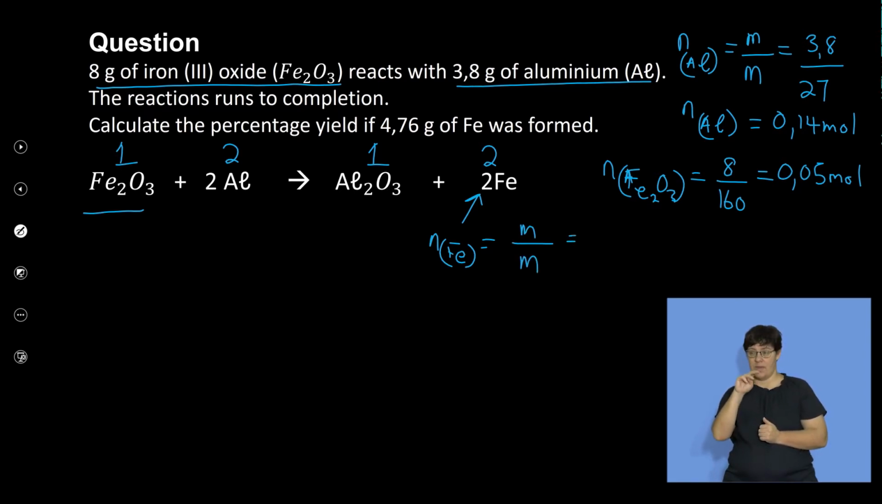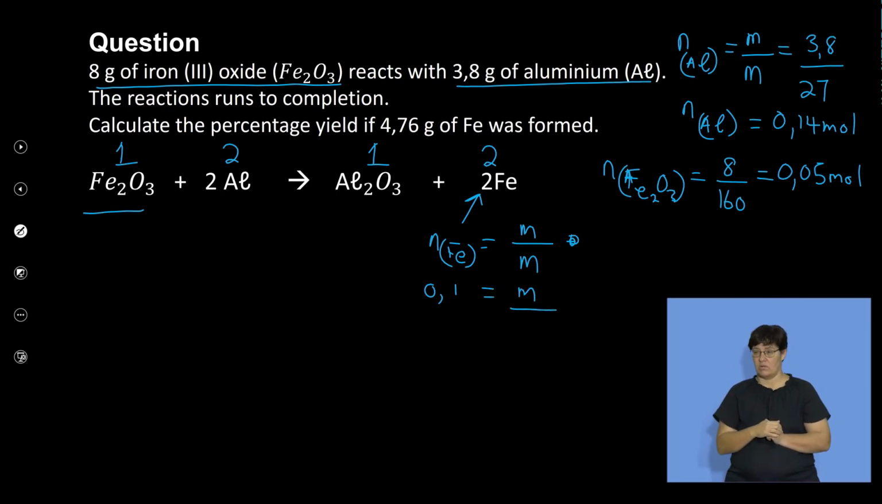So what is the mass that we are looking for? We're actually looking for the mass of iron. If 1 produces 2, in other words, we'll have 0.05 times 2, which is 0.1 mole, is equal to what mass will be produced.